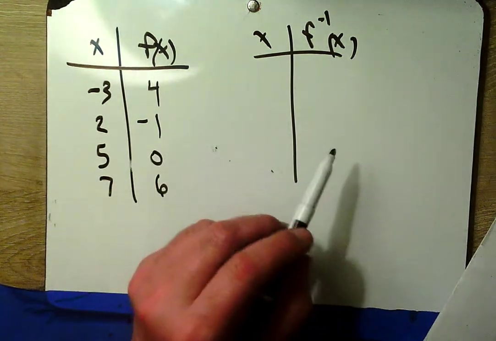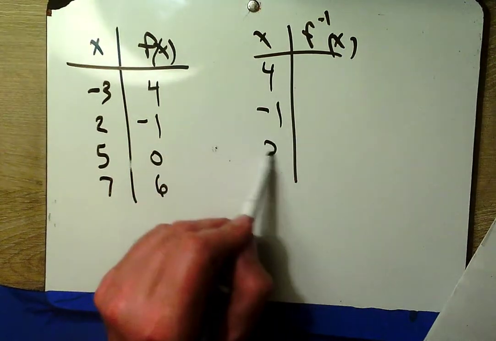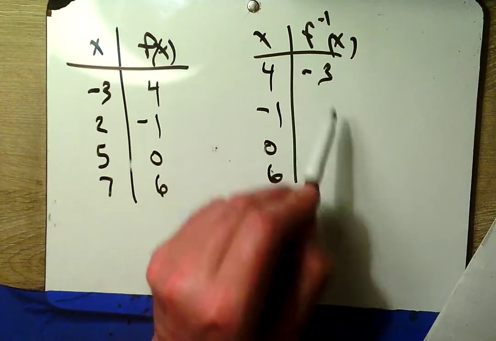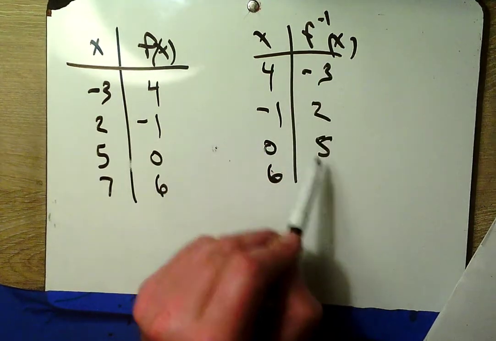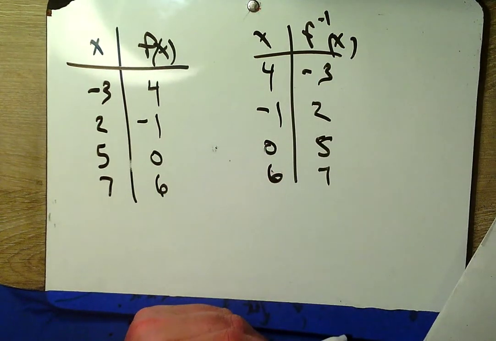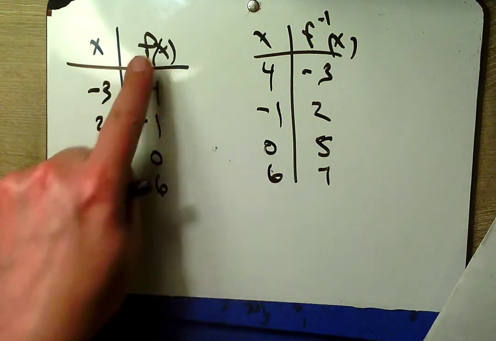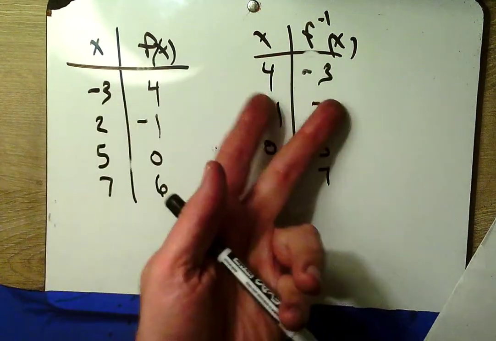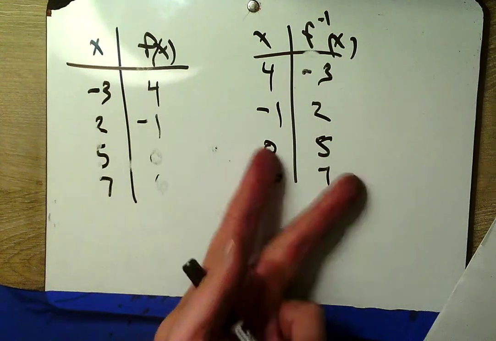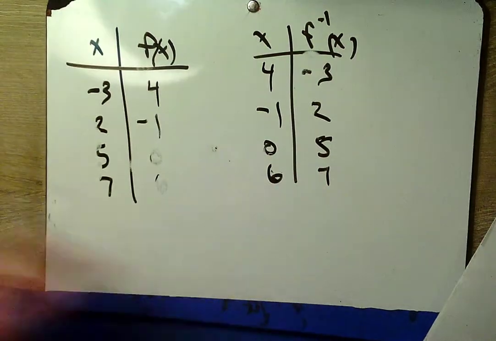Welcome back. So did you just switch those columns? Switch the inputs and outputs? Because that's all I need to do. To go from f to f inverse, I'm just switching the ordered pairs. Okay? All right. So what about in this situation?